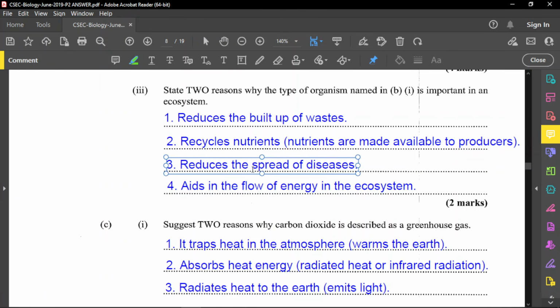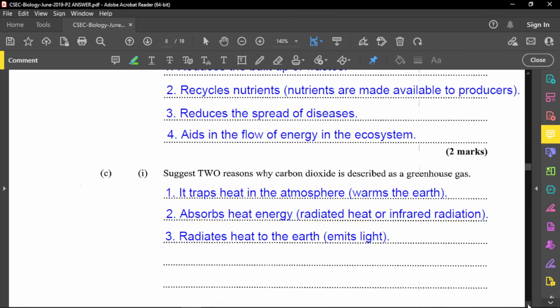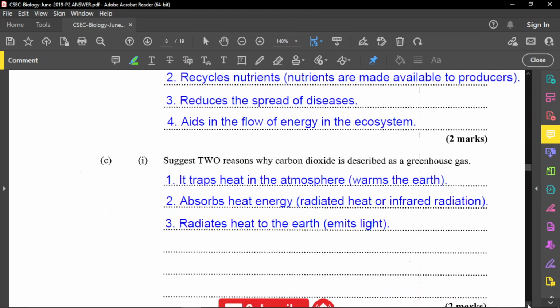And then the next one is to reduce the spread of diseases, definitely. Because if you have dead organisms lying around, then the spread of diseases will be much greater. All right, and also they aid in the flow of energy in the ecosystem, which ties in pretty much with number 2. So again, you're only looking for 2 marks, and it said state 2 reasons. So you just go through and remember the best possible ones. You may never know, the exam may ask you for 3 next time.